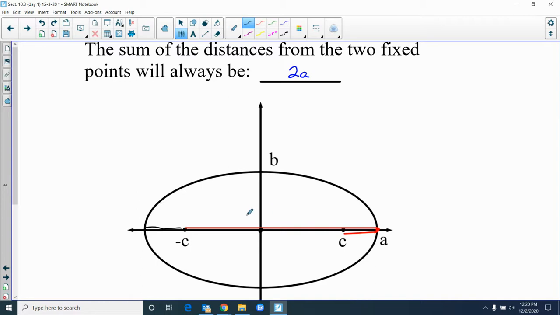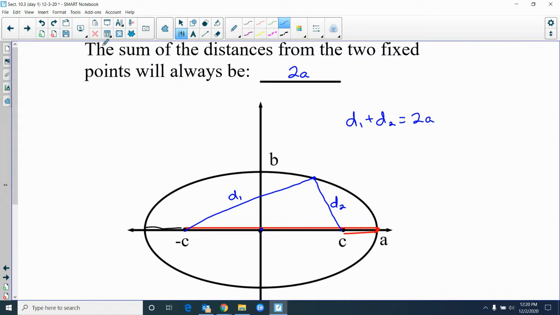That's just a quick visual explanation of why that is the case, and it doesn't matter what point you pick. This distance plus this distance, D1 plus D2, has to equal 2a. Whatever the a is, you double it, and it doesn't matter where you do that on any point on the ellipse.